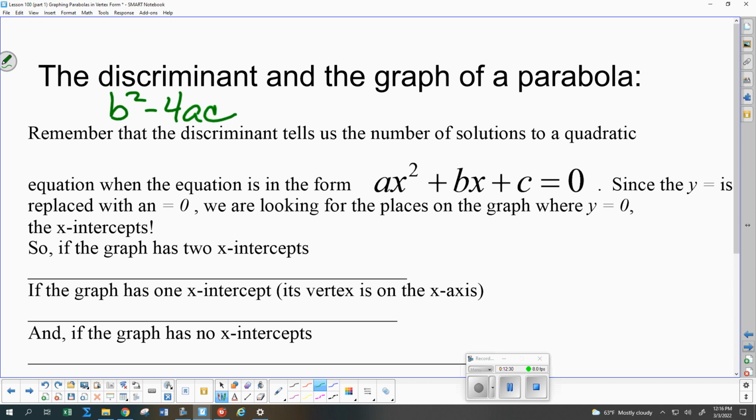So if we have no x-intercepts, we can say that the discriminant is negative, without even having to do the calculations, without having to find out negative what, but it's got to be something negative.